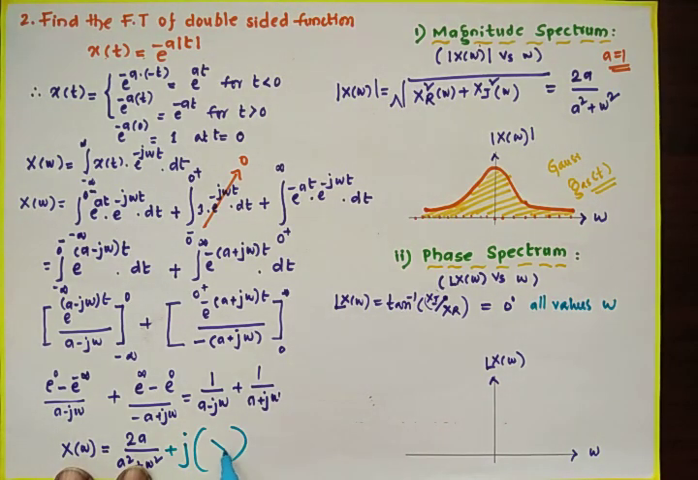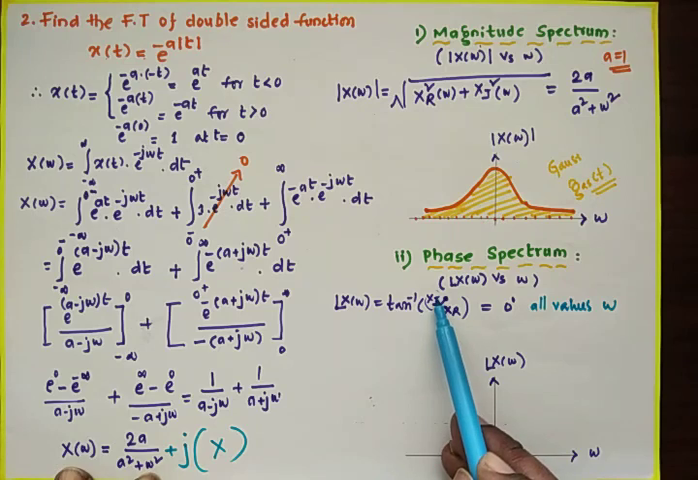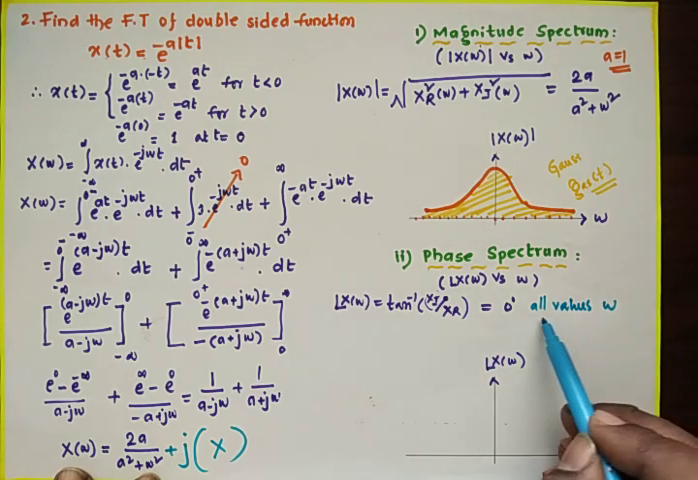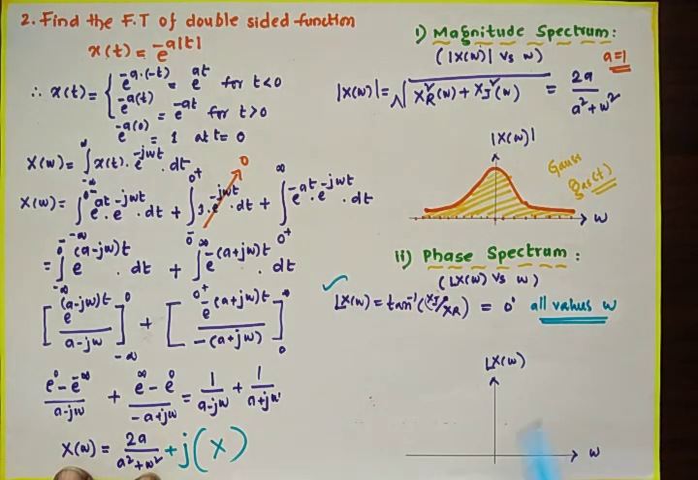There is no imaginary part, so xi is equal to 0. If I substitute xi equals 0, tan inverse of 0 by anything will be 0 only. Tan inverse of 0 will be 0 radians only. So for all the values of omega, what is the phase angle we got? For all the values of omega, the phase angle is 0 only.